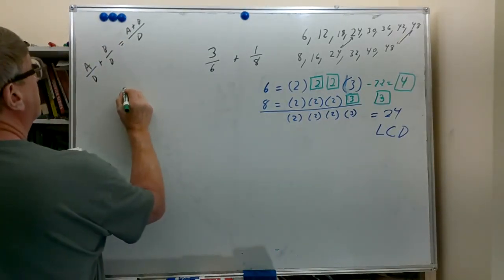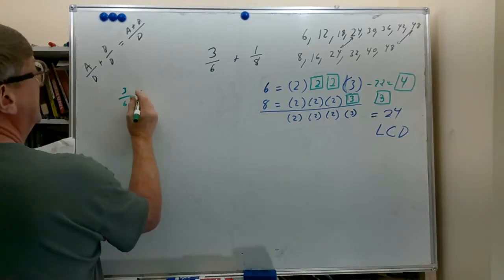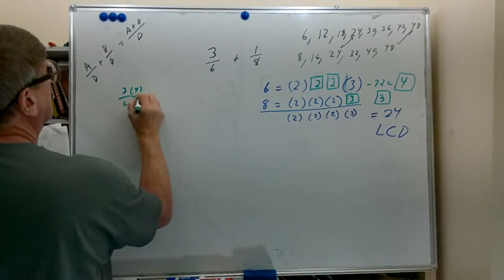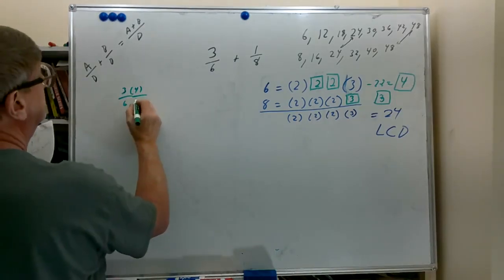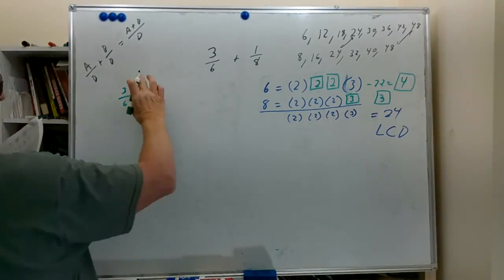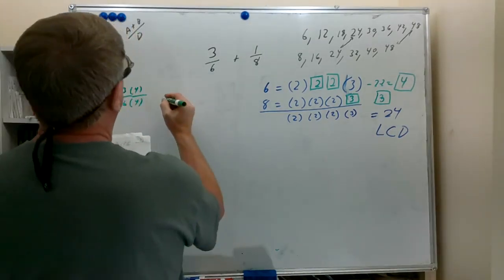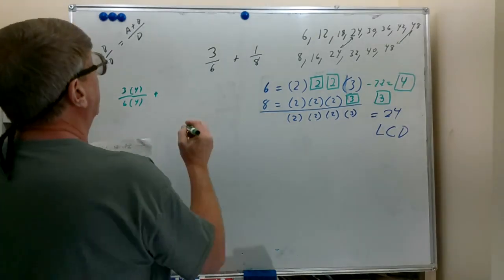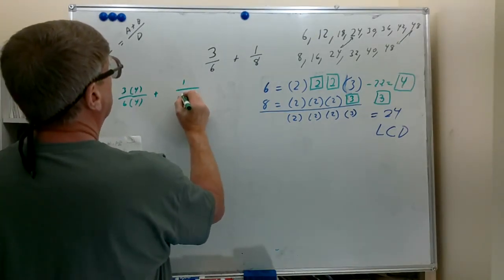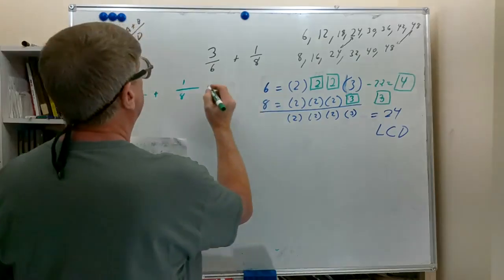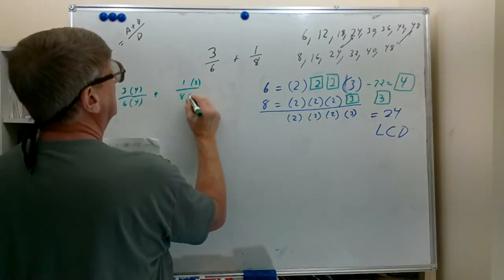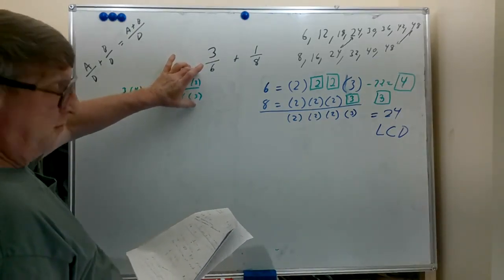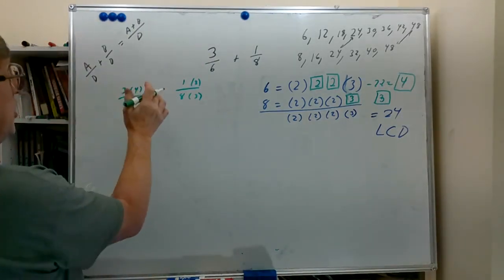So we're going to do that over here. 3 over 6. And for 6 we found we need a 4, so we're going to put a 4 here. 4 over 4, another what I like to call a fancy 1. Because multiplying by 1 doesn't change the value. We still have an equivalent fraction. 1 over 8. And for the 8, we need a multiplier of 3. Another fancy one, 3 over 3.